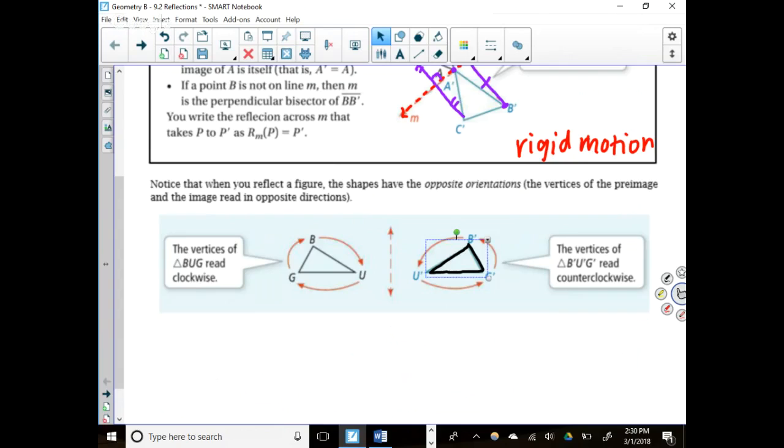Okay, ladies, looking at this, you would name this B-U-G. It's also just showing you that you're changing orientations. You would notice that B prime, U prime, and G prime basically are switched. They're just trying to make sure you know that the orientation is changing. Okay. All right.